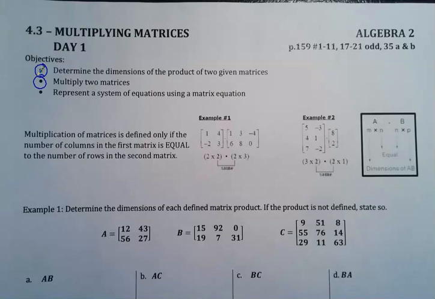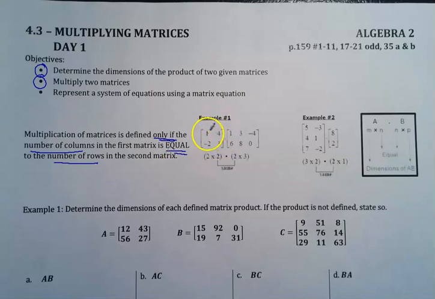So first up, multiplication of matrices is defined only if, that's important, the number of columns in the first matrix is equal to the number of rows in the second matrix. So I have a couple examples here for you.